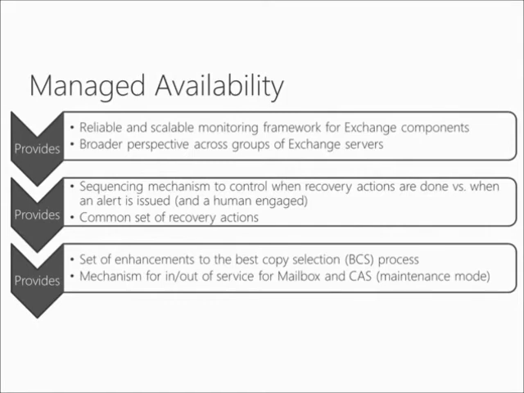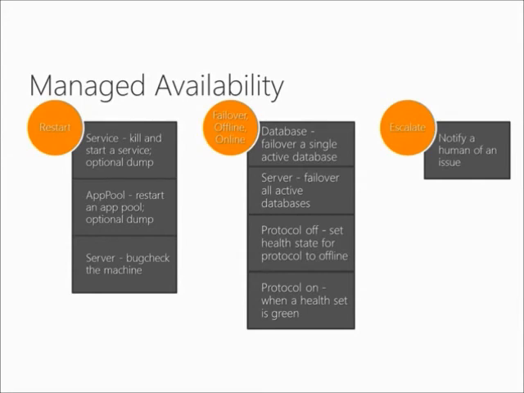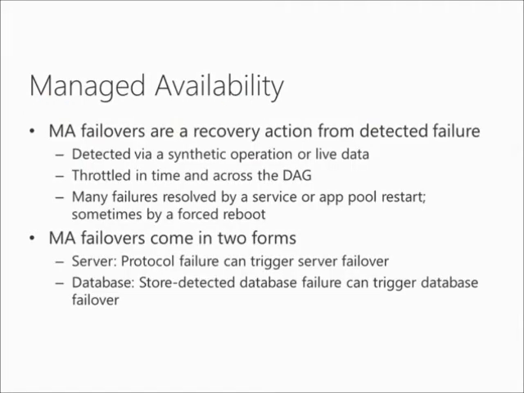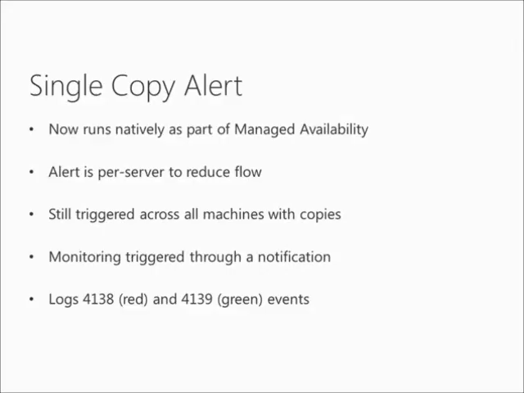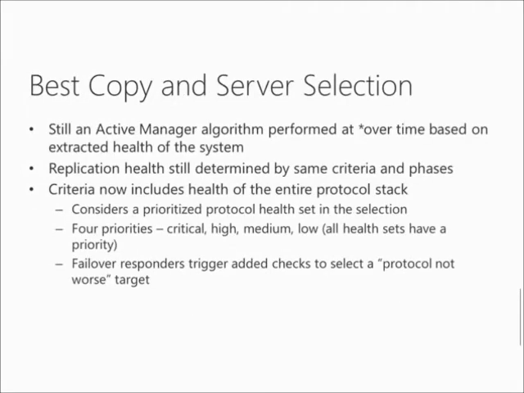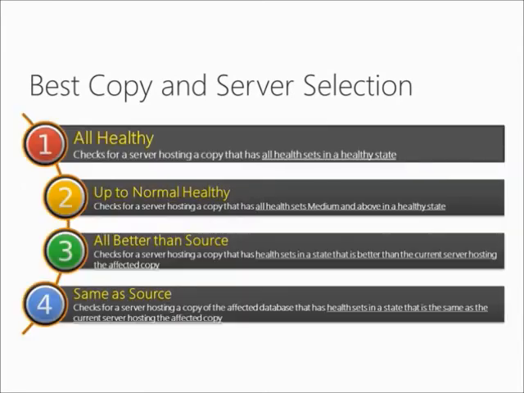Managed availability will monitor not just the server but services and protocols too, and can carry out various automatic defined steps. It's configurable so you can fine-tune according to your own needs. It won't make coffee for you or get you lunch, but maybe in a future version when we get that I/O back, who knows. Single copy alert, something that's available with 2010 with the check database redundancy PowerShell script released back in May 2010. Now built into 2013 but enhanced, and best copy and server selection, in which Active Manager makes some clever decisions regarding the best database copy to activate when the active database copy fails.